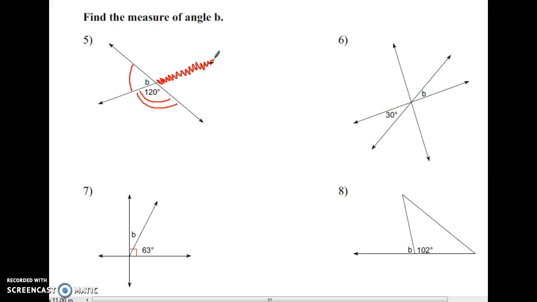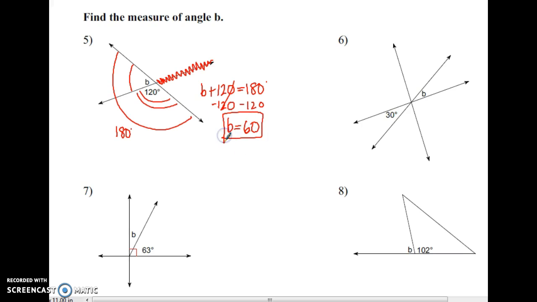It has nothing to do with B or the 120, so we can ignore it. These two are adjacent, which means we can add them up, and it will equal the entire angle, which is 180 degrees because this angle is a straight line. So because these two form a straight line, I can take B, add 120, and it will equal 180 degrees. Subtracting 120 from both sides, I can solve for B and find that it is 60 degrees, or just 60.